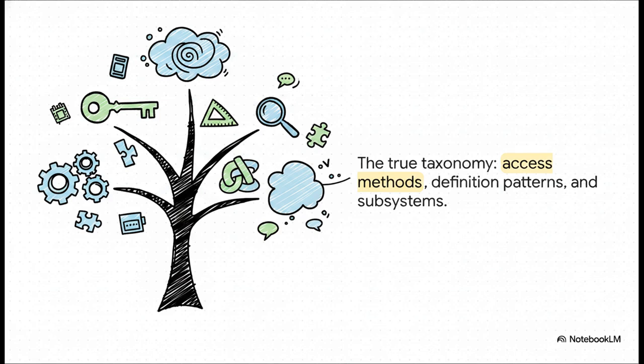B-tree, hash, bitmap, GIN, and GiST, those are your access methods, the actual storage families. Things like composite, covering, and partial, those are definition patterns, meaning they're ways to shape those methods. And full text, that's an entirely separate search subsystem. Separating these concepts in your head makes the whole topic so much easier to reason about.